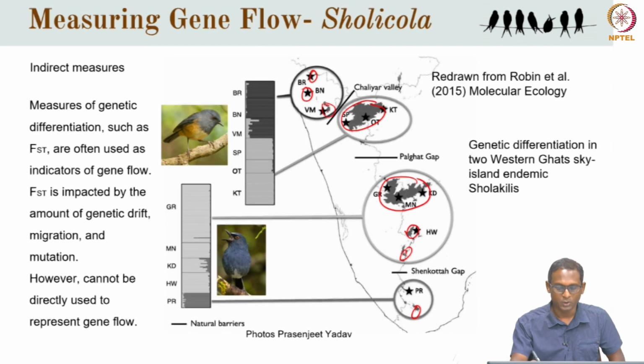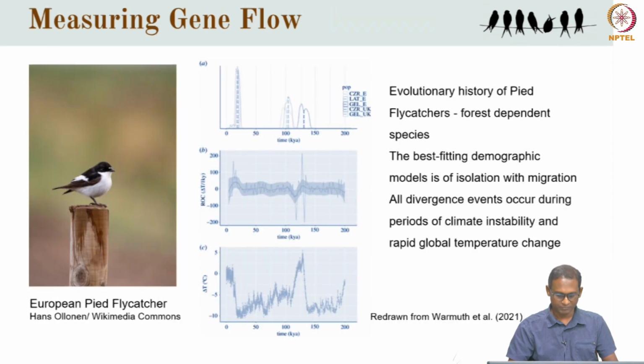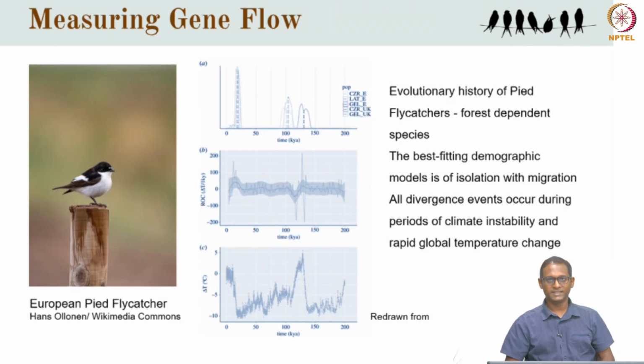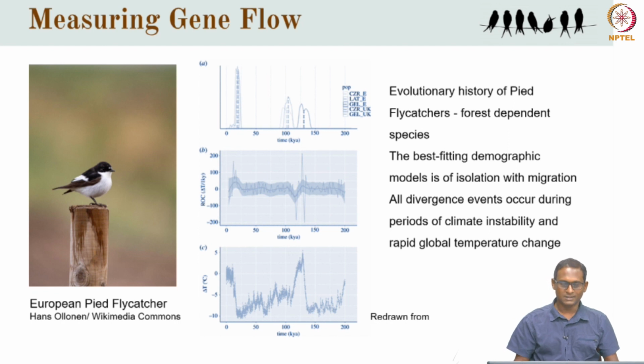And then this is the Shenkota gap, and you can see a similar differentiation across this. So you find essentially that you can look at gene flow across different populations once you have genetic data: how many of these alleles are shared between populations. So once you have genetic data, like the kinds of data that we talked about earlier, you can use it to understand a lot more about the species' ecology.